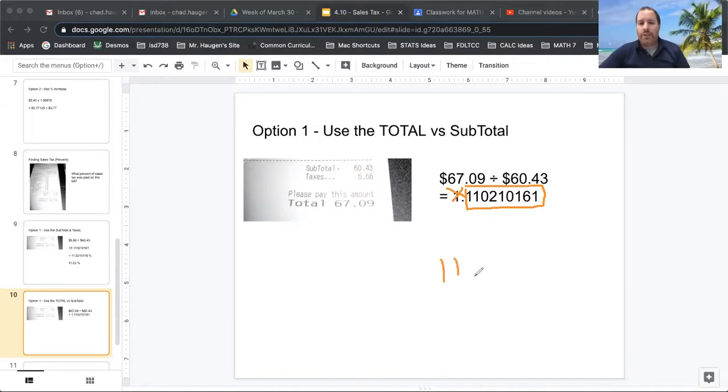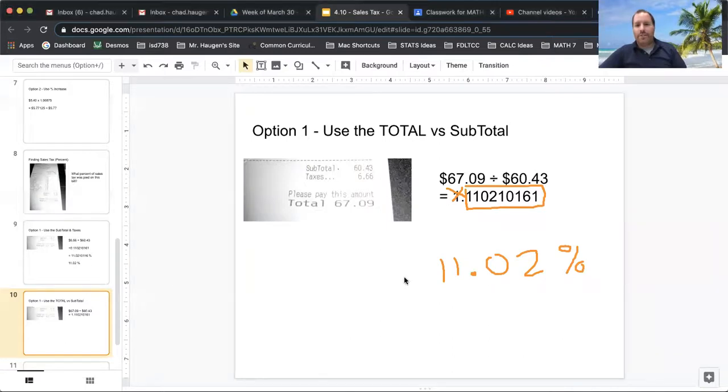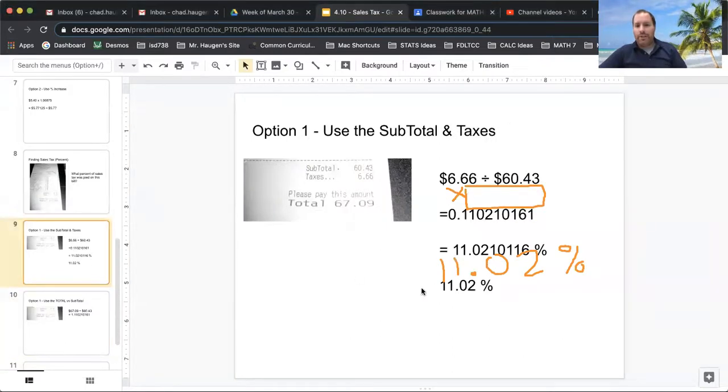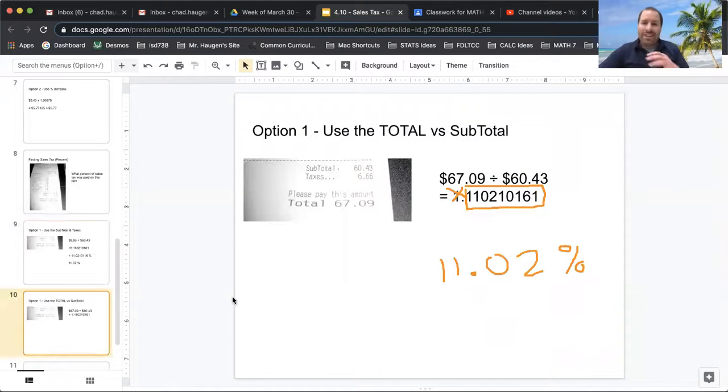And again, if I were writing that out, I'd move the decimal place over 2 spots, round it a couple decimal places, and say it's 11.02%, which is exactly the same thing as we found back here, right? Even overlaid, bam, it's right there. So that's how you can calculate sales tax percentage if you just have the numerical values in there also.